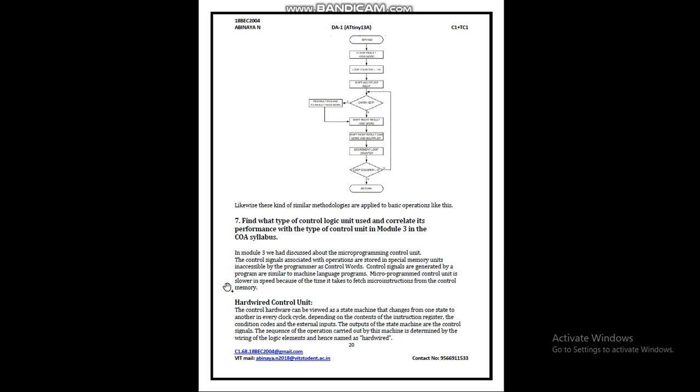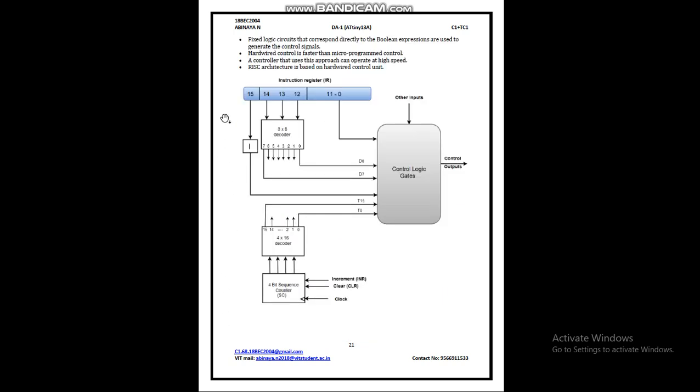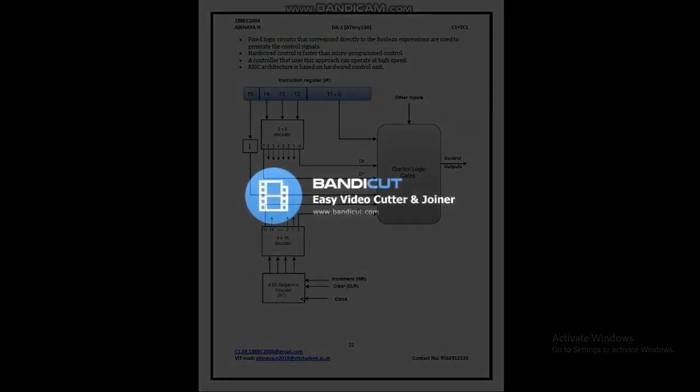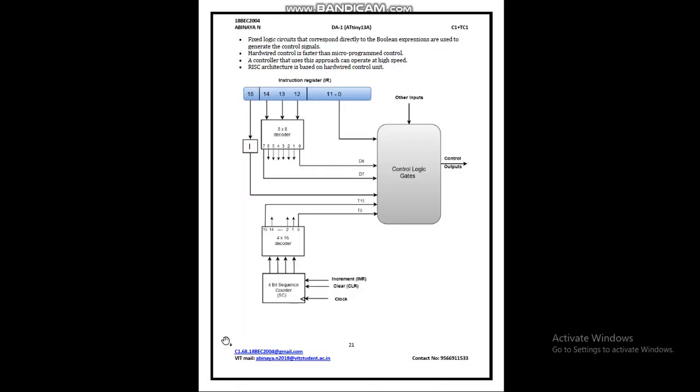The outputs of the state machine are the control signals, and the sequence of operations carried out by the machine is determined by the wiring of the logic elements, and hence it is named hardware. You can see this is the basic representation of the hardware control unit. The RISC architecture is based on a hardware control unit. So the microprocessing element has a hardwired control unit.